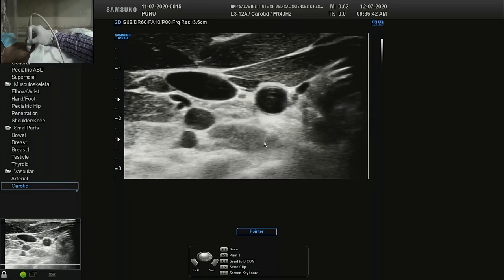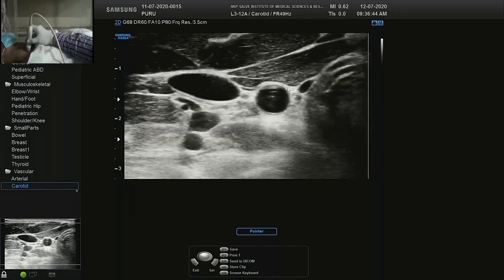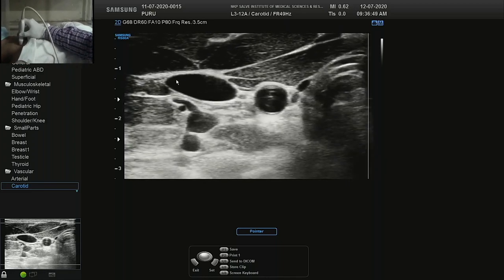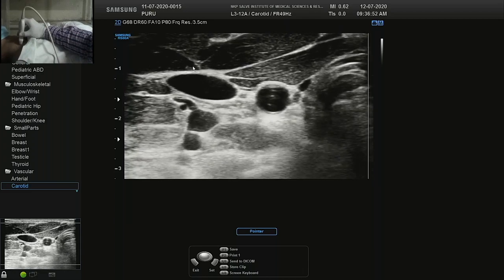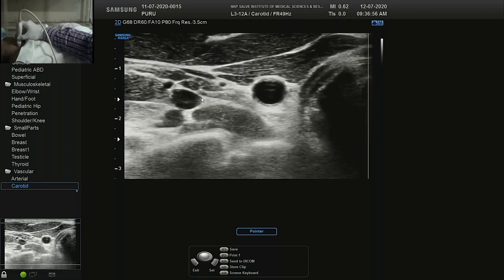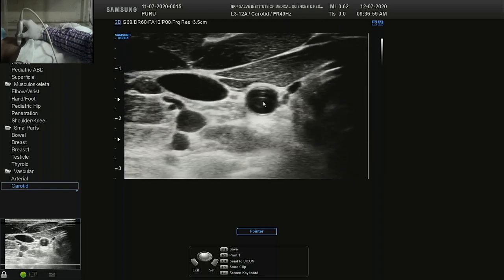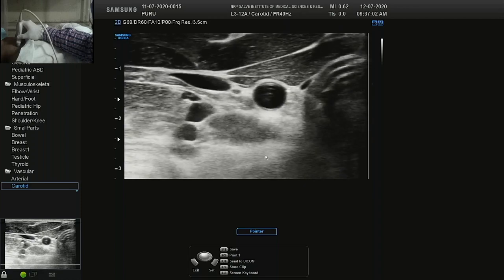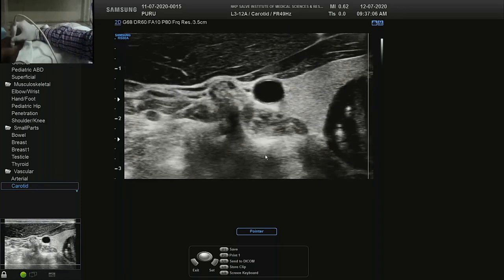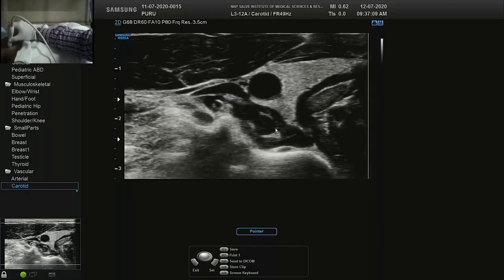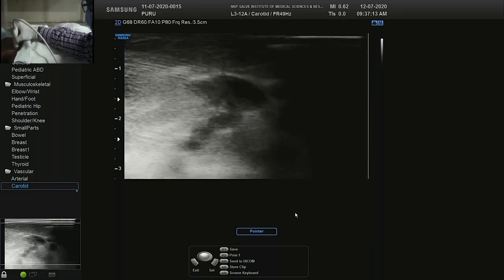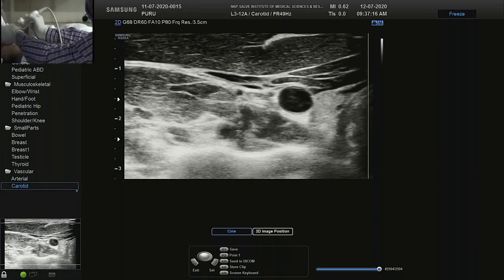So the difference between the artery and vein you can appreciate here. The artery is pulsatile or is jumping. The vein shows phasic flow, is oval shaped, and is compressible. So this is the jugular, this is the carotid artery. What we will do, we'll just follow the common carotid artery right up to the bifurcation, and that's the thyroid, and we'll apply more gel.